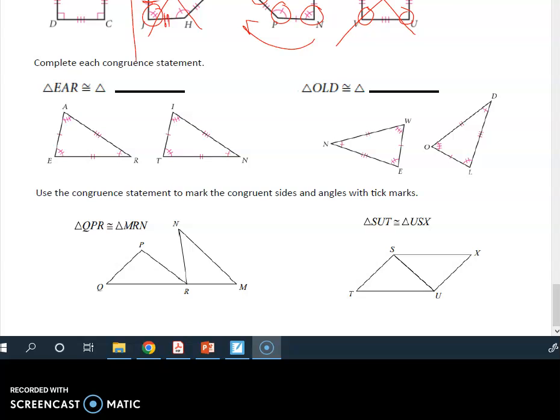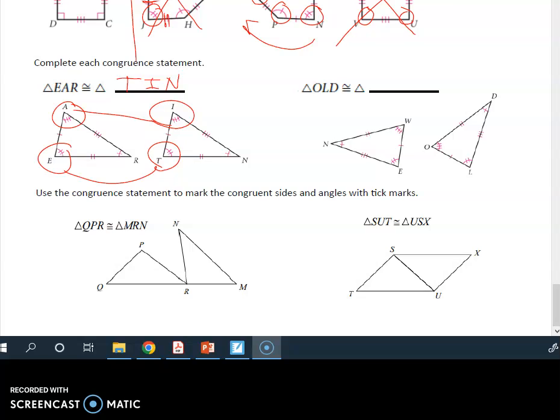So E is the first letter, and it would match up with T since they both have double tick marks. A, being the second letter, would get matched up with I, and then E and R, both being single tick marks, would be the third letters. Please do not always assume that because the letters spell a word, like here, TIN and OLD, that they always spell a word. And the second triangle in the second example is actually not triangle NEW.